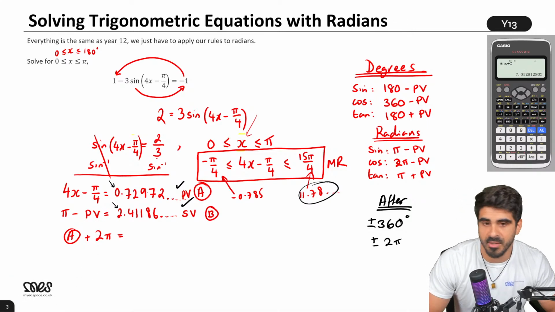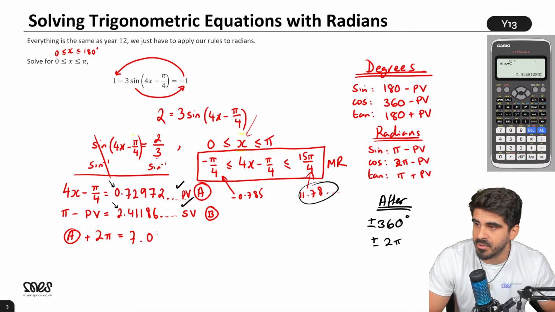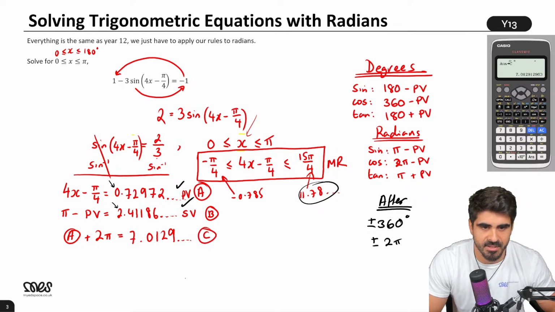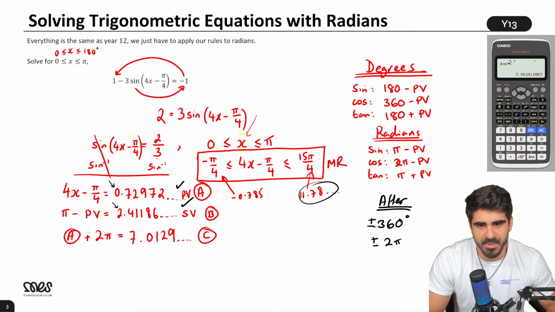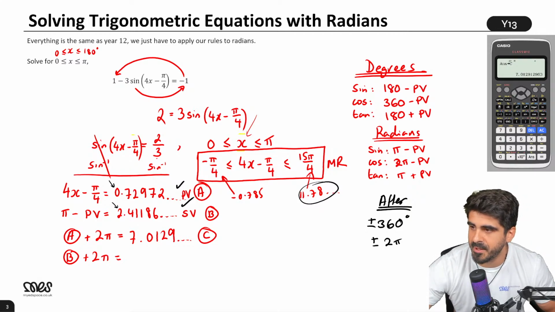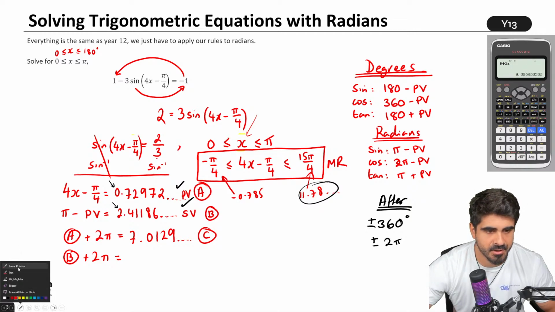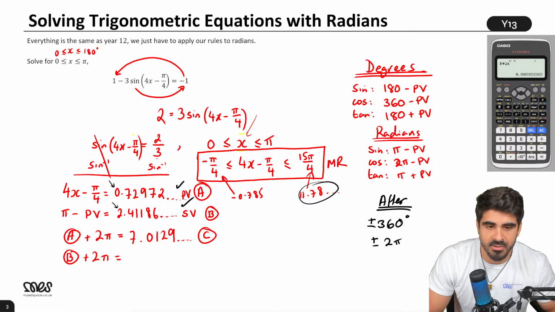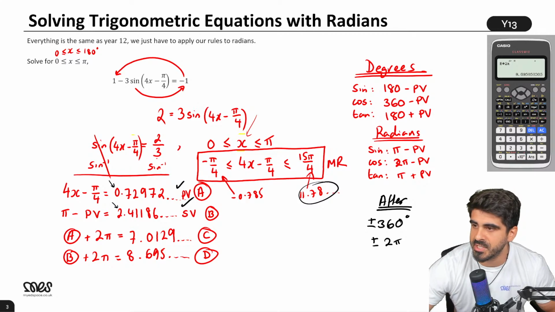So we have 7.0129... Now, this doesn't actually have a name, we're just going to write C. Now, to B, we're going to do the same thing. This is why we store the values, guys. It's going to make your lives a lot simpler. So we're going to do alpha B plus 2 pi. Boom. You can see that's in the range. Okay, so that's 8.695... and we're going to call that D. Store it as D.